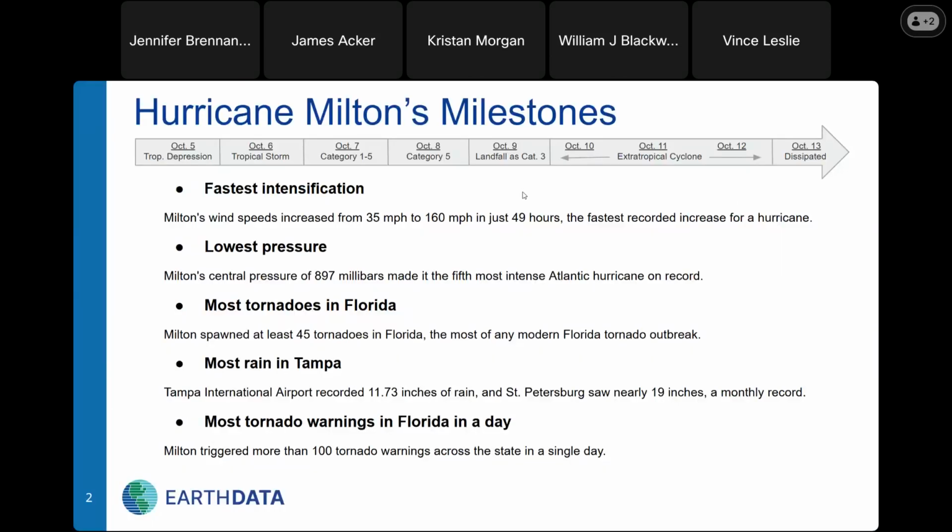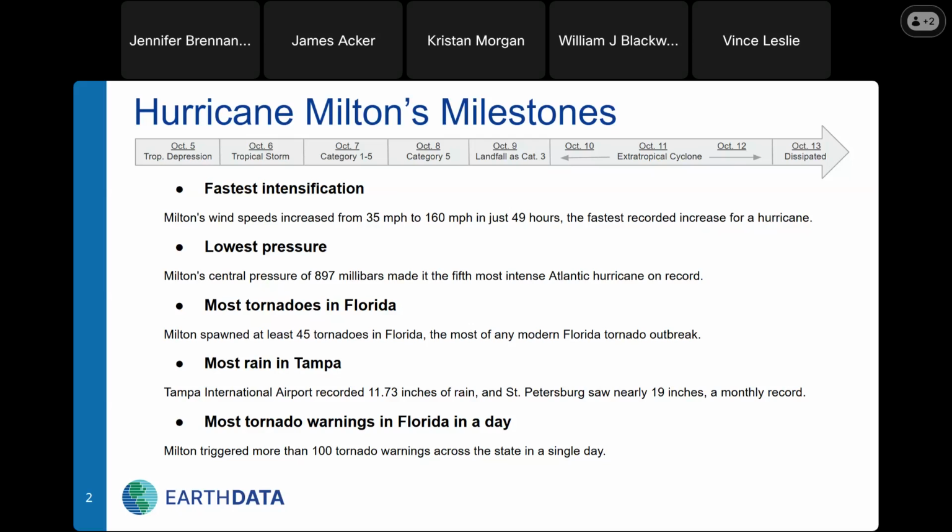Why look at Milton? Hurricane Milton had literally several milestones. You can see at the top a timeline of the existence of this storm. It had the fastest intensification ever observed, 35 miles per hour as a tropical storm to 160 miles per hour in 49 hours. It was the fifth most intense Atlantic hurricane on record with a central pressure of 897 millibars at its most intense. And it spawned 45 tornadoes in Florida, at least, when it hit the peninsula and dissipated, and all that spinning energy spun off into tornadoes.